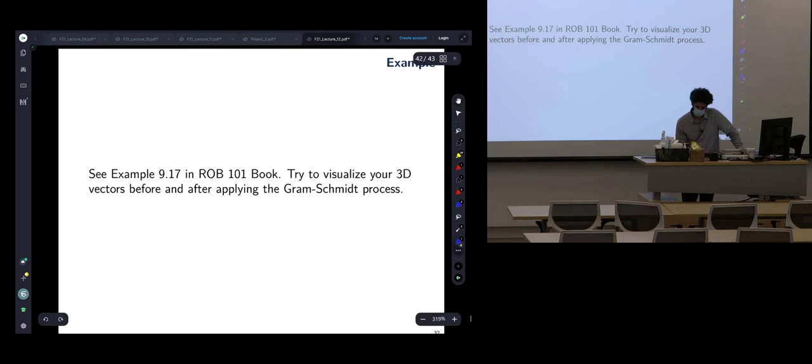Now, please go through example 9.17 in the book. There's an example with 3D vectors. It goes through the Gram-Schmidt process. Try to make sense of it both visually, because it's 3D, you can do that, and based on the algorithms. It is very useful to visualize your vectors before and after and see if they're actually orthogonal. Because you have 3 vectors, you can do that.